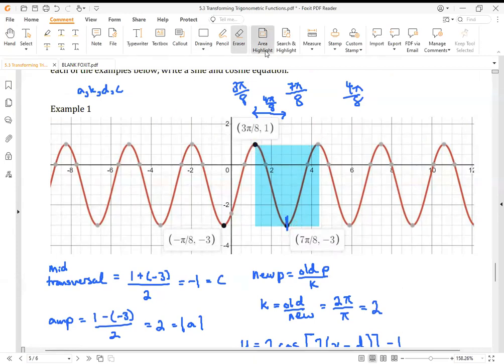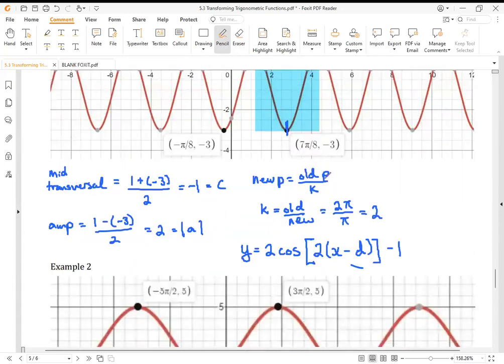Where are we starting? That's up to you. Suggestions? Yep, start at the top. So I'm going to pretend my cosine, which started at the y-axis, was pushed to the right, or shifted to the right, by 3 pi over 8. Very simply, my horizontal shift is 3 pi over 8. And we're done.